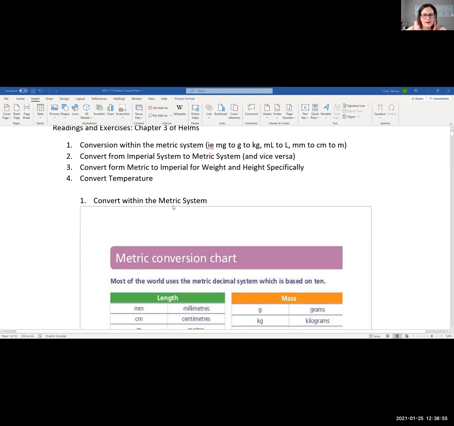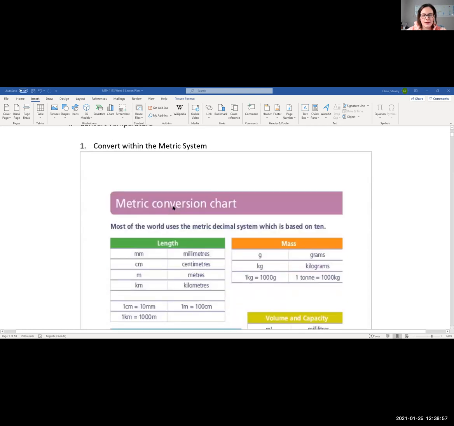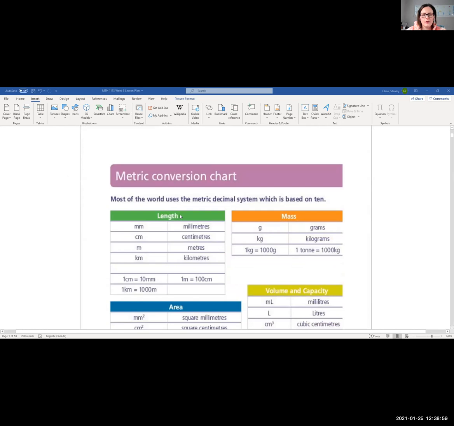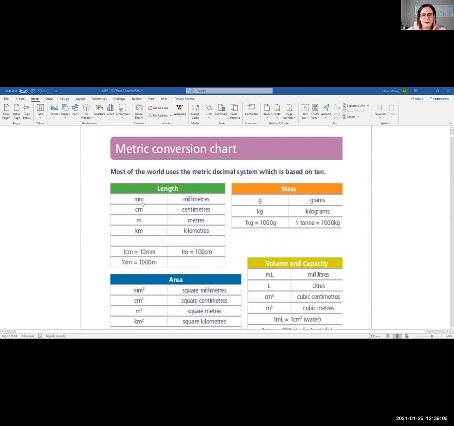All right, so when we're converting within the metric system, we might be converting lengths. So millimeters are represented as a lowercase m. Everything's in lowercase for the metric system in terms of the symbols, right? The symbols for the units. If you want to spell the units out, you can spell them out the French way, where it's RE, or you can spell it out the English way, ER.